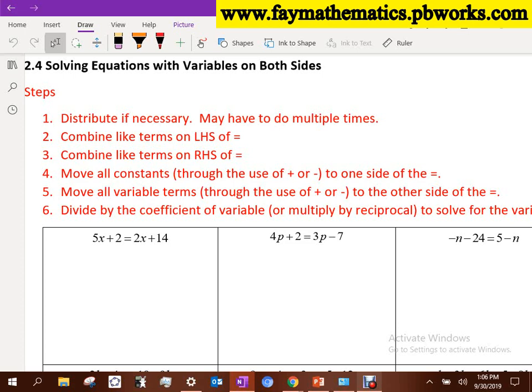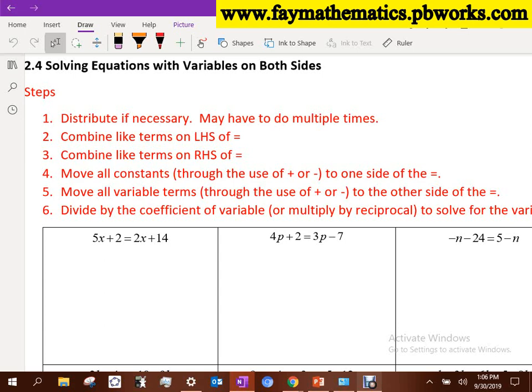Now, if you're ever going to take something and make it jump across the equal sign, you use the inverse operation. So if I want the 2 to jump over to the right, I'm actually going to subtract 2. If I want the 14 to jump over to the left, I'm going to subtract 14. Does that make sense? If you look at the middle one there, with the p's, if I want this -7 to jump to the other side, I'm going to add 7. Does that make sense?